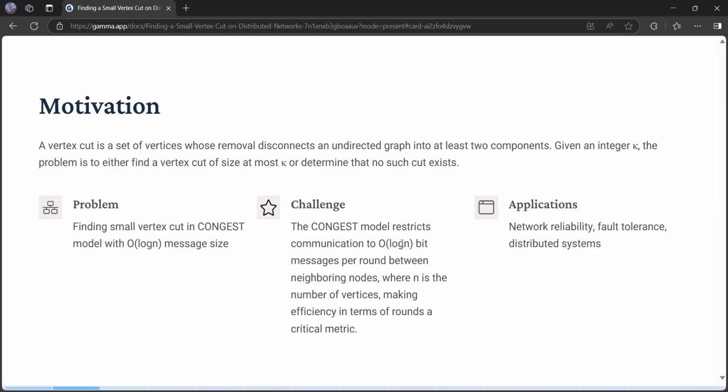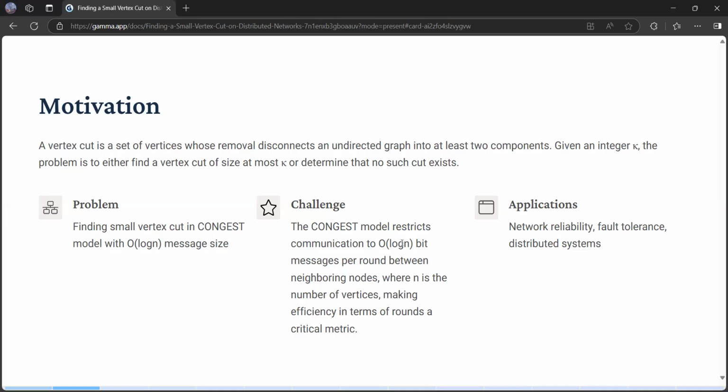So, let's start with our motivation. A vertex cut is a set of vertices that, when removed, splits an undirected graph into at least two components. Our goal is to find a vertex cut of at most size kappa, or k, or determine that none exists in the congest model, where messages are limited to O(log n) bits per round. This restriction makes efficiency, measured in communication rounds, a key challenge. In applications, the problem is vital for network reliability, fault tolerance, and designing robust distributed systems. So, why is this hard? The congest model forces us to be clever about communication.